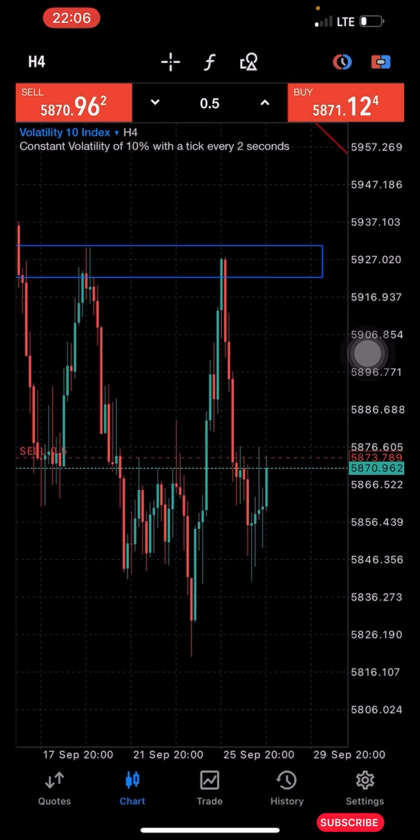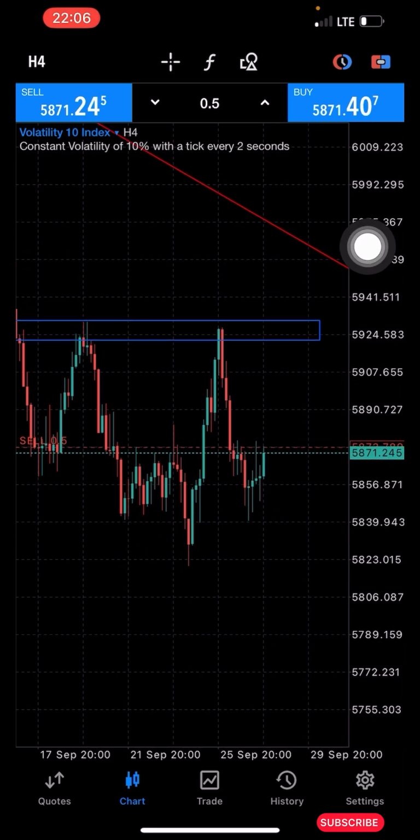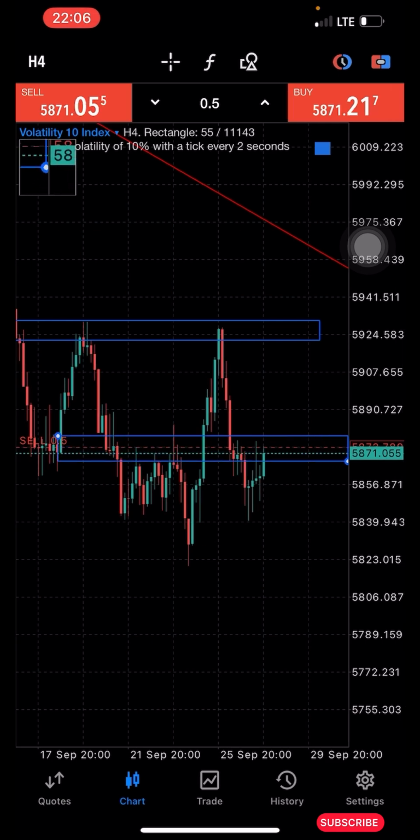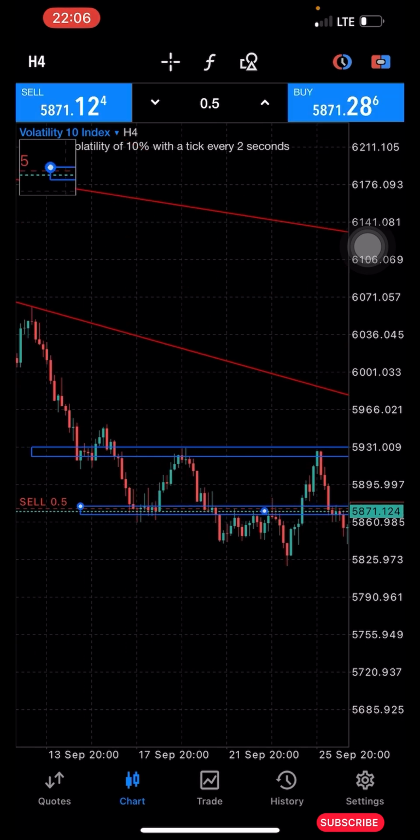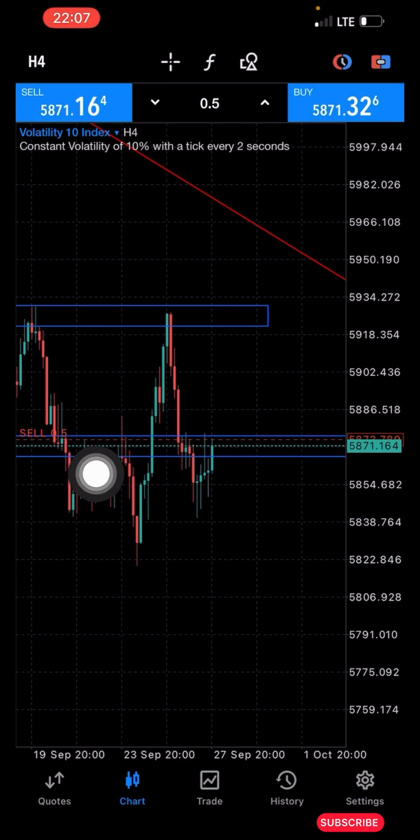And also around this area where I took the sell, there is another support and resistance zone here that needs to be taken note of. You can see the reaction, the way price is reacting to this area around here. That shows that it's a very strong support and resistance zone also.